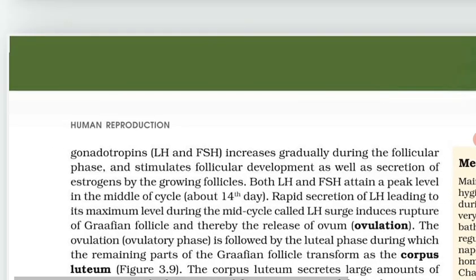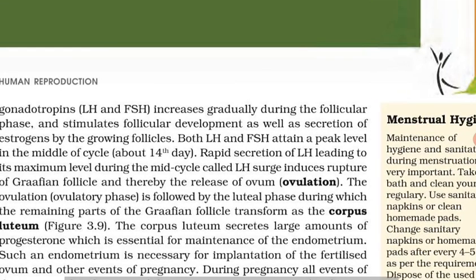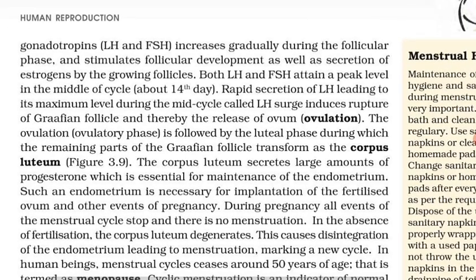In human being, the menstrual cycle ceases around 50 years of age. कौन सी 50 year of age? That is termed as menopause. Cyclic menstruation is an indicator of normal reproductive phase and extends between the menarche and menopause.